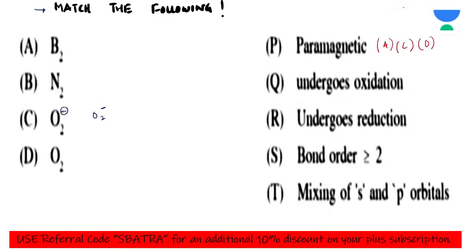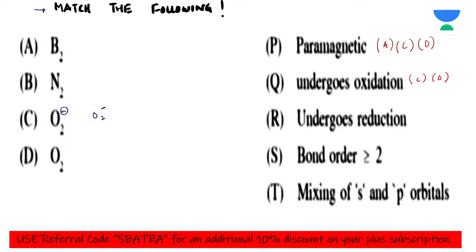So according to the question, you can write down C over here and D over here. Yes, more than one option is correct. According to the options given in the question, you need to solve it. So O2 minus can undergo oxidation and O2 can also undergo oxidation.